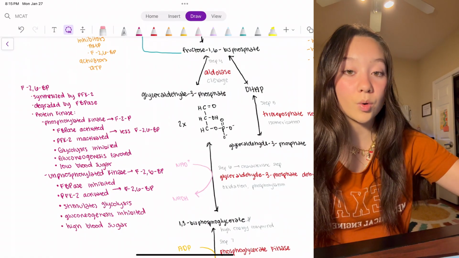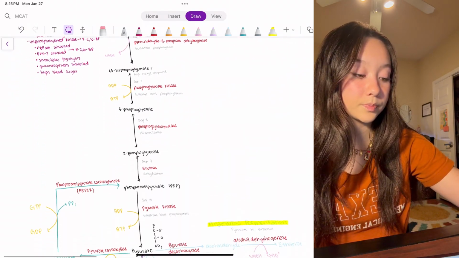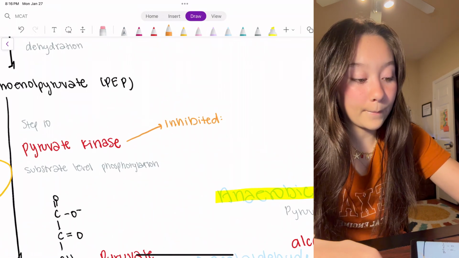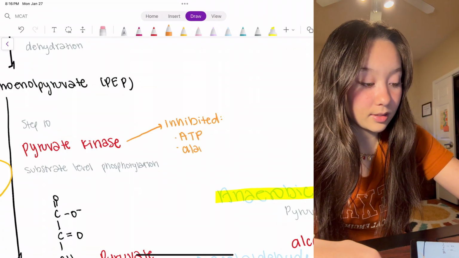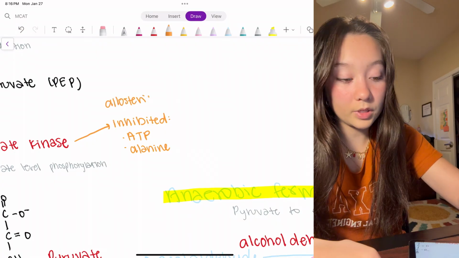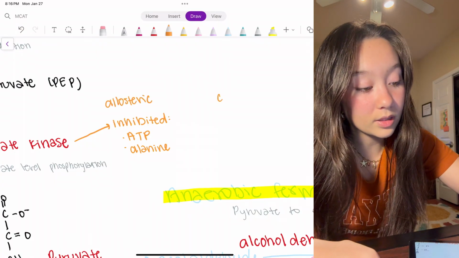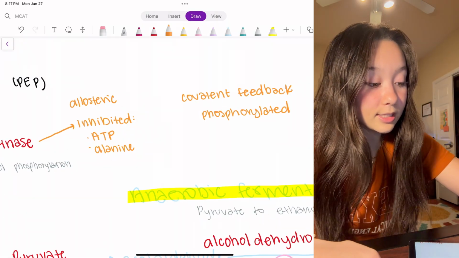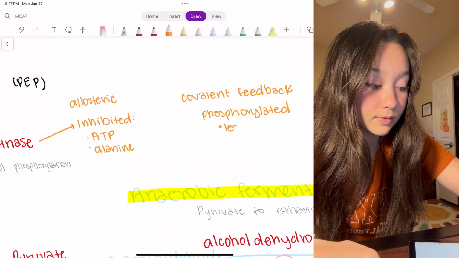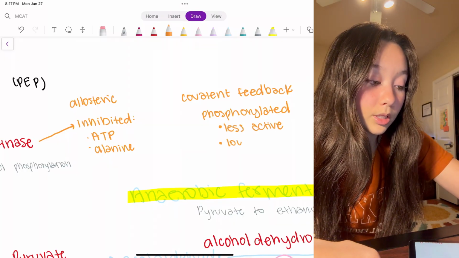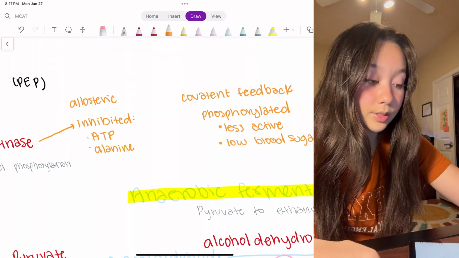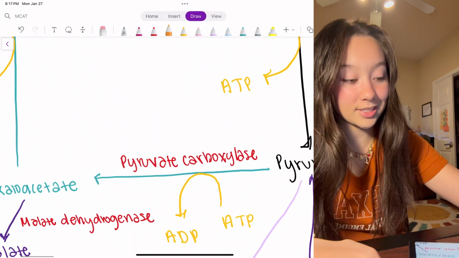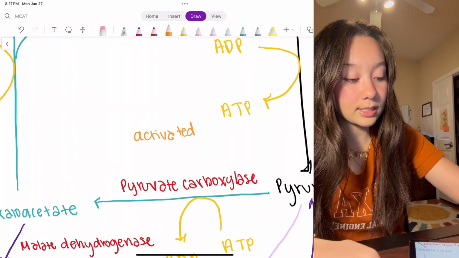Moving on, we are going to go all the way down to pyruvate kinase. Pyruvate kinase is inhibited by ATP and alanine. And this is allosteric feedback, but there's also covalent feedback, which is phosphorylation. If it is phosphorylated, this makes the enzyme less active. And this happens when there is low blood sugar because we don't want to perform glycolysis. Going to its counterpart enzyme from gluconeogenesis, pyruvate carboxylase is activated by acetyl-CoA.